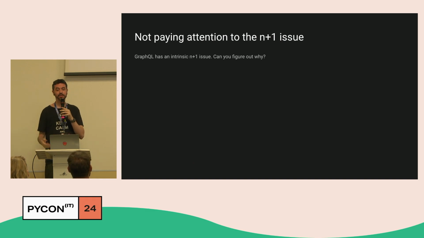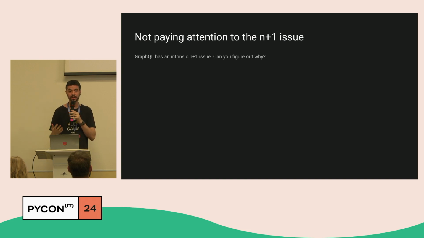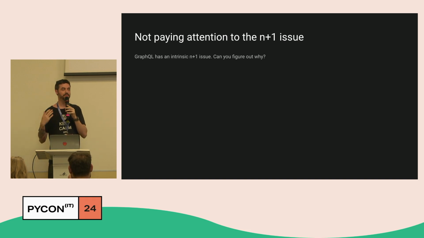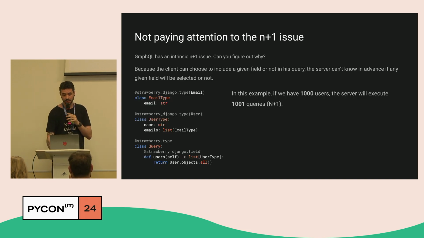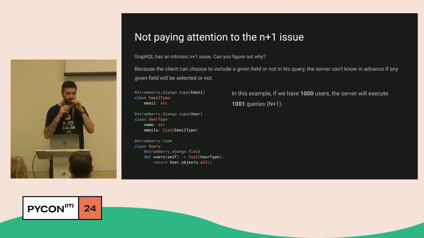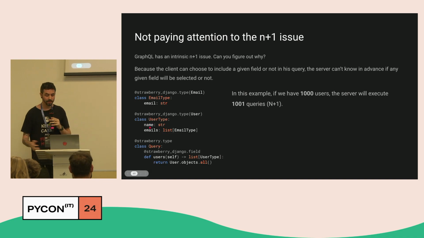And not paying attention, this is the latest one that I want to talk about: not paying attention to the n+1 issue, which is something inherent to GraphQL. Basically what happens, because we never know what the client is going to request, in this example I am requesting the user. But inside the user, is the client asking just for the name, or is it requesting the name and the emails as well?